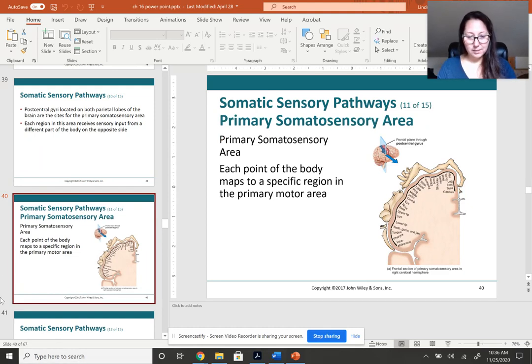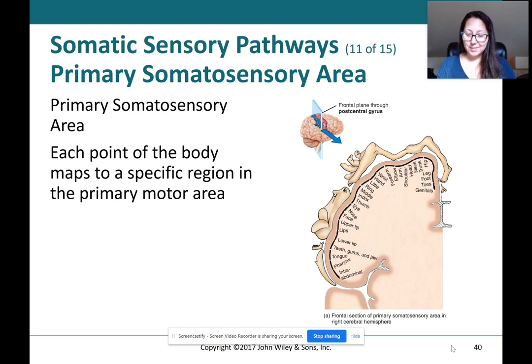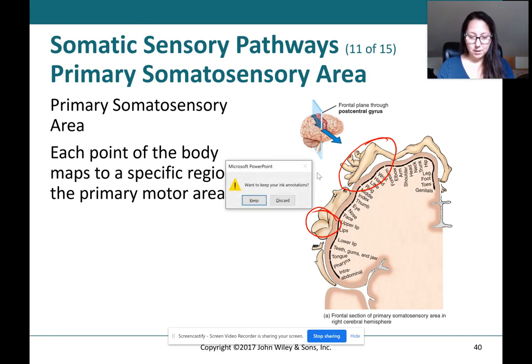So this is showing us in the cerebral hemisphere how much real estate is given to these sensory areas. And I just think it's kind of a funny picture, so I wanted to point it out. The majority of the real estate is to the hand. So we can get a tremendous amount of information from the hand. And another big one is the lips. So we have a lot of sensory nerve endings in the lips and in the hand that send a lot of information to the central nervous system. I just think that's kind of a funny picture.